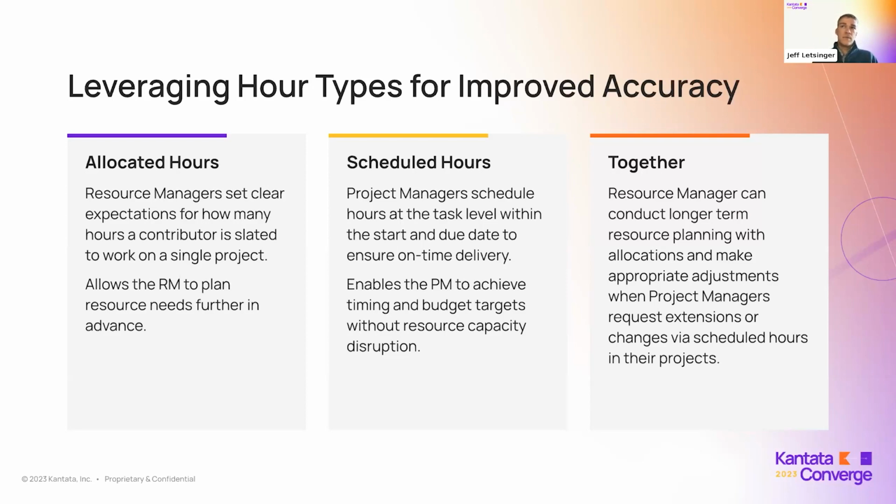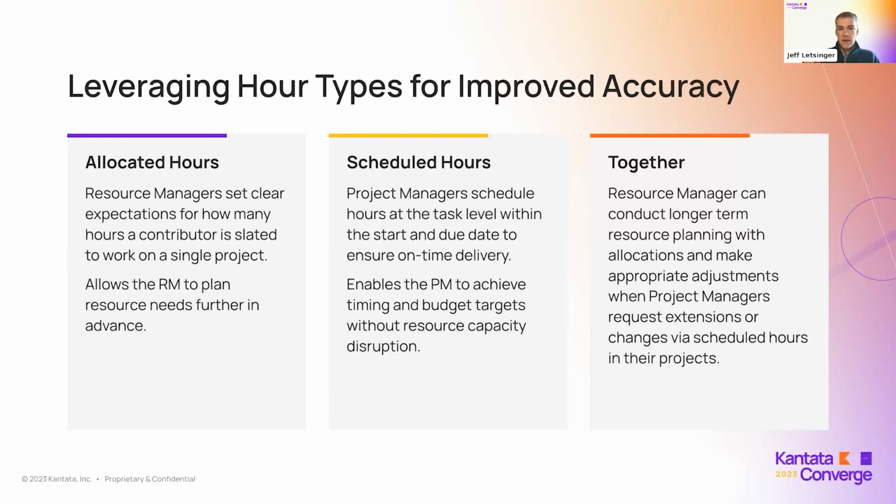What we want to ensure is that the resource managers can conduct that longer term planning, and oftentimes allocations help mirror what maybe scheduled hours should be at a high level on a project. And then they can make those appropriate adjustments when project managers ultimately schedule and request extensions or changes on projects. This gives the resource manager clear signal that, hey, I need to change these allocations. And when I change it based on what's been scheduled, I can now see where maybe future conflicts might arise and fight those fires before it's next day, right? Be able to have some advanced planning there.